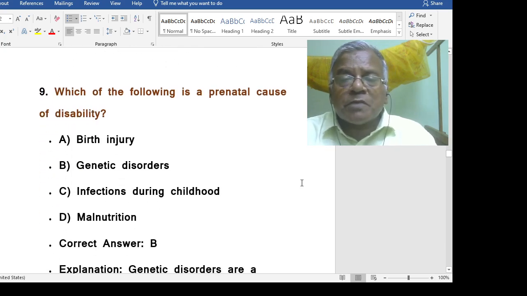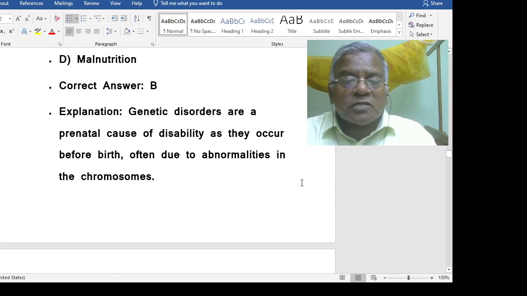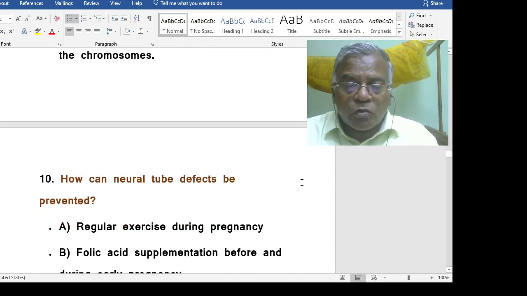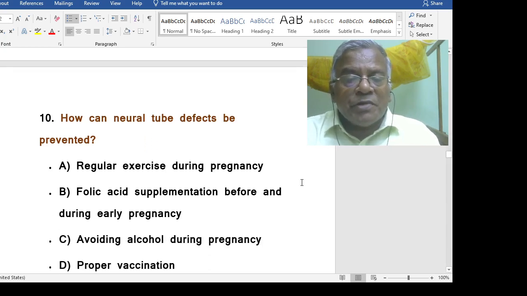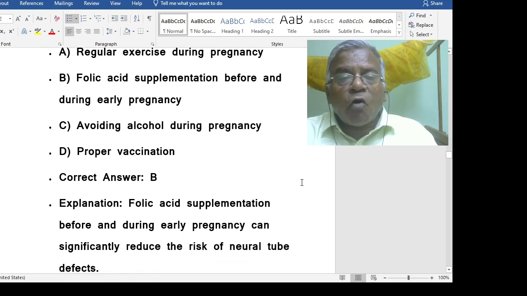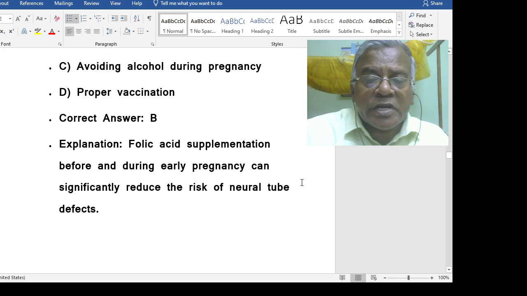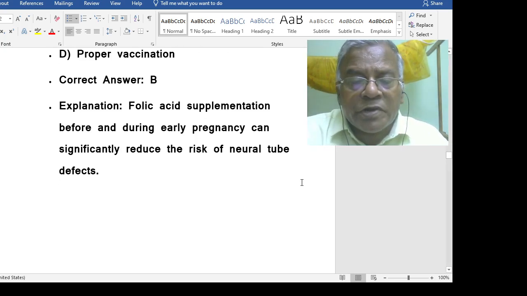Which of the following is a prenatal cause of disability? That is genetic disorders. Genetic disorders are prenatal cause of disability as they occur before birth, often due to abnormalities in the chromosomes. How can neural tube defects be prevented? That is by folic acid supplementation before and during early pregnancy. Folic acid supplementation before and during early pregnancy can significantly reduce the risk of neural tube defects.